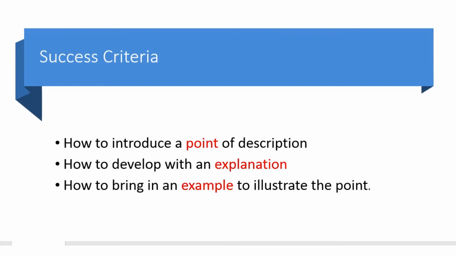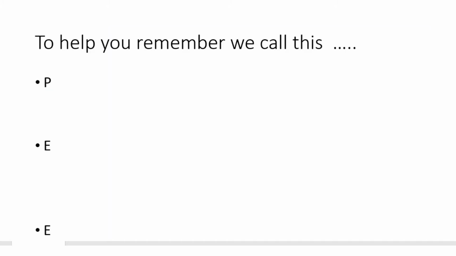So our success criteria for gaining knowledge points are therefore, first of all, to introduce a point of description for one of the aspects. We're going to learn then how to develop that point with an explanation, and then we're going to learn how to bring in an example to illustrate the point. And to help you remember this, we come up with the initials P, E, E. Point, explain, example.